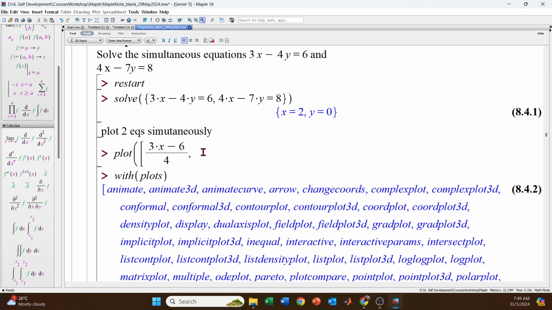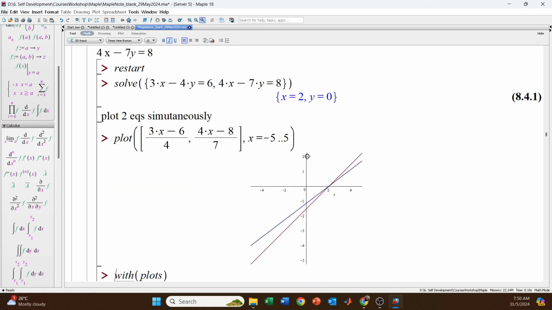The second equation, separated by a comma. Express y as the subject. So you get 4 times x minus 8 and then divided by 7. Negative 5 to 5. If you plot, I just need an interval for x. If you want to label the y-axis, you may put a comma, y, something like this.